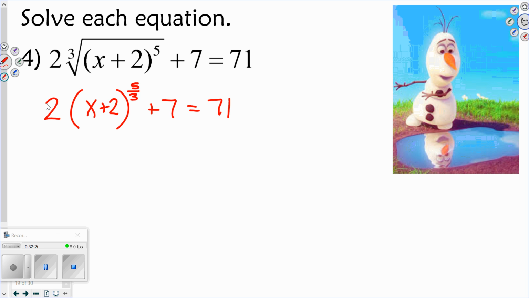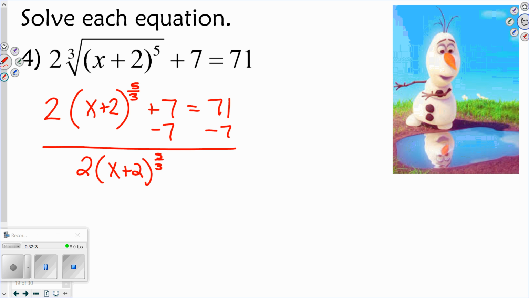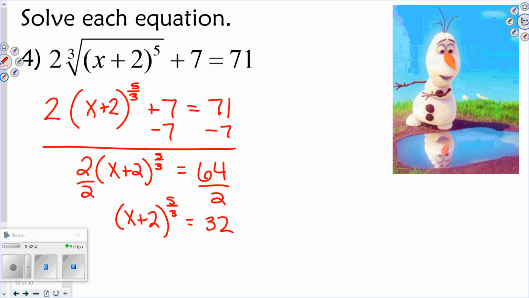So what would be my next step? Yeah, subtract the 7. 71 minus 7, so 64. Divide by the 2. Equals 32. I won't count you wrong as long as you do it right. But I fear some people doing too many steps at once making mistakes. So just be cautious. Okay.